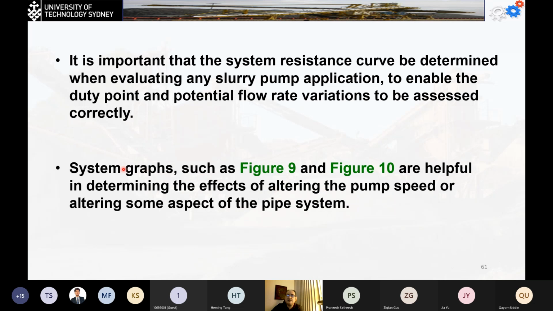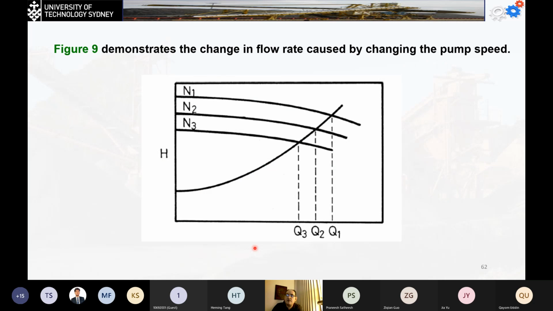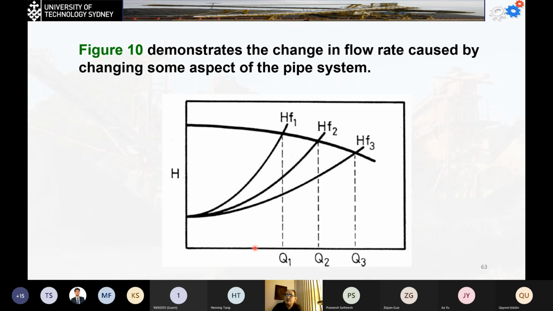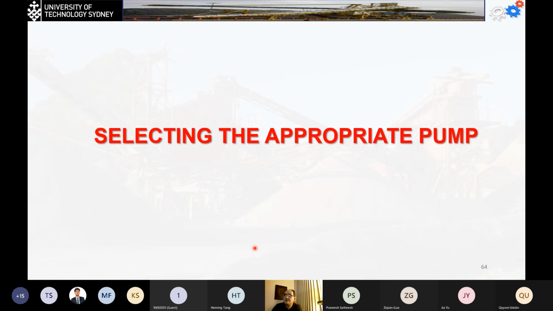The system graphs, such as Figures 9 and 10 that we are going to see next, are helpful in determining the effects of altering pump speeds and/or altering some aspects of the pipe system, like this one. This will be the other graph. Usually, the friction head values vary with the flow rate we are going to pump in this pump system.